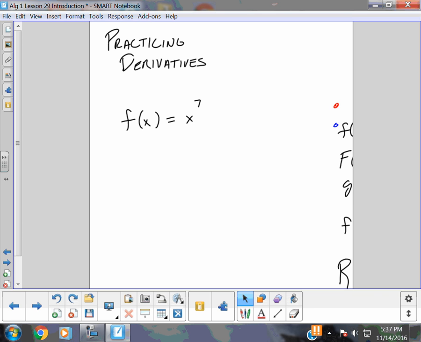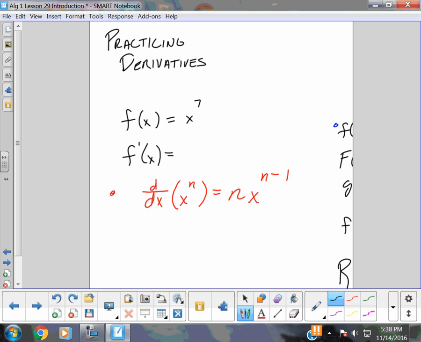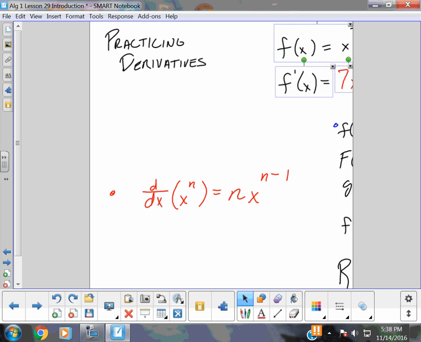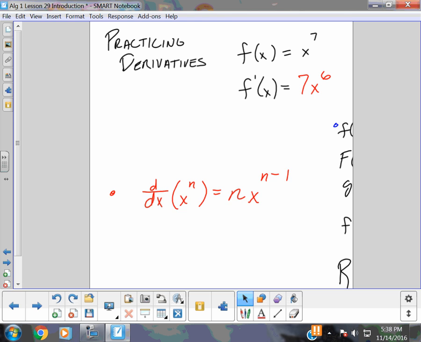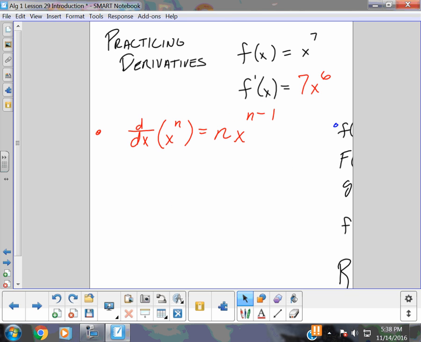But we have f of x equals x to the 7th, and I want to find f prime, the derivative of this. And this would be an easy one for us because we have a rule. And the rule is simply this. We bring the power down. So to do it in 2 steps, 7 comes down, and we reduce the power by 1. Well, that's obviously 6. So the answer to the derivative here is 7x to the 6th. All right? So now that rule represents this.